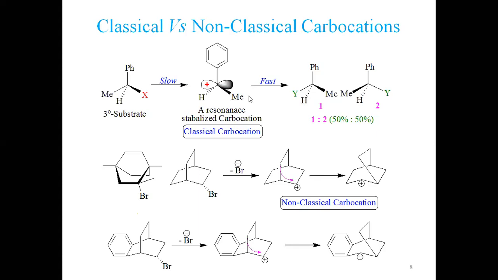So there shall also be a classical carbocation. A resonance stabilized carbocation is normally called a classical carbocation. But what is a non-classical carbocation? Non-classical is such an ion which is not being stabilized by resonance, right? So this is the major difference.